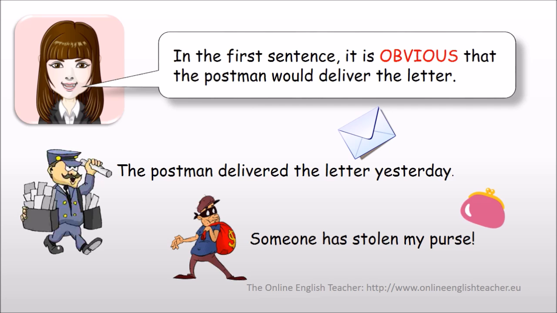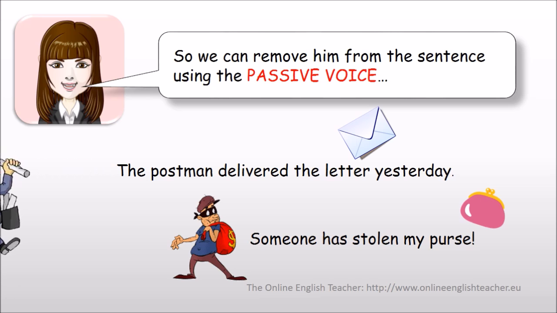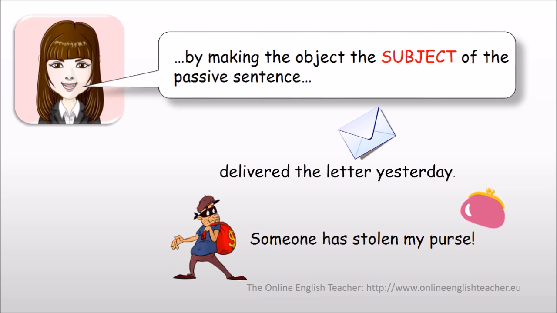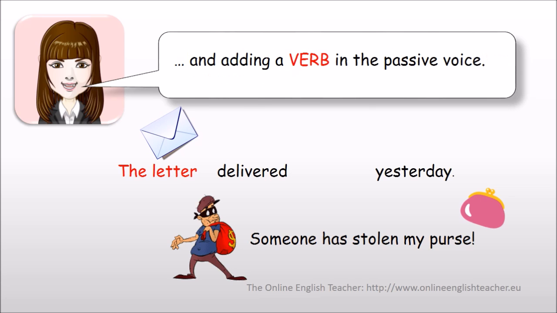How can we use the passive voice? Well, in the first sentence, it's obvious a postman would deliver the letter, so we can get rid of him. We can remove him from the sentence using the passive voice. In the passive voice, the subject is the object of the active sentence. So the new subject is the letter. We then need to add a verb in the passive voice, which we will look at a bit later.